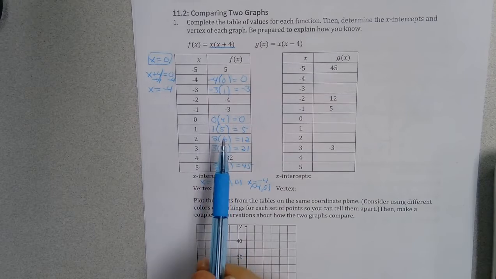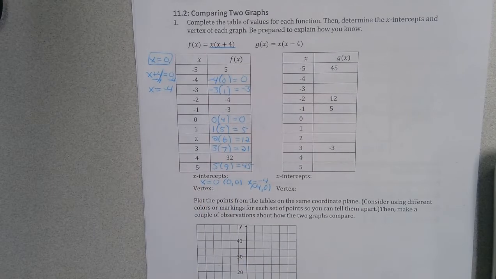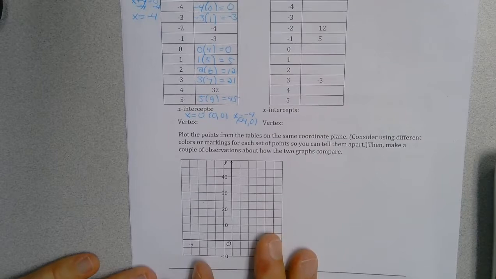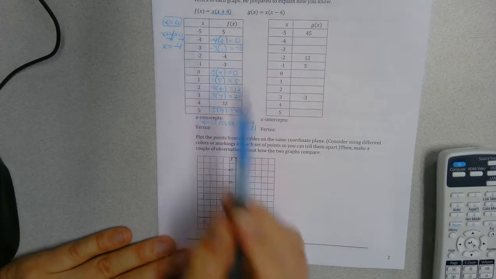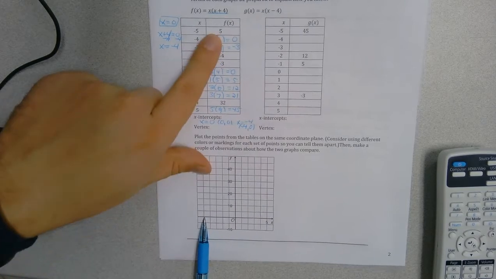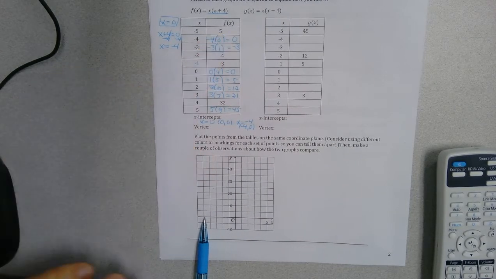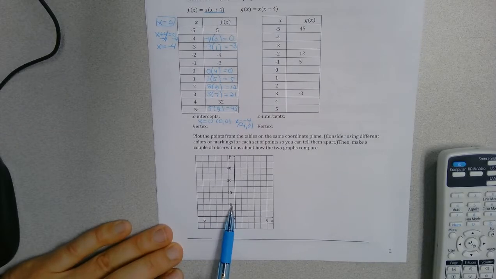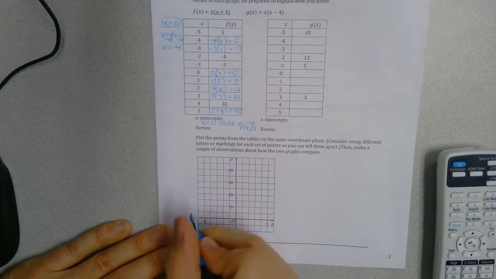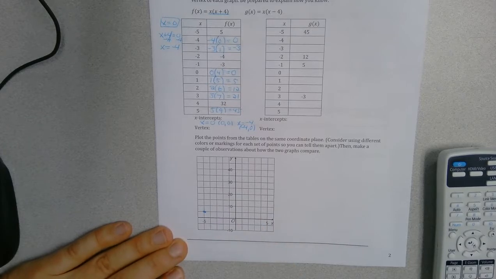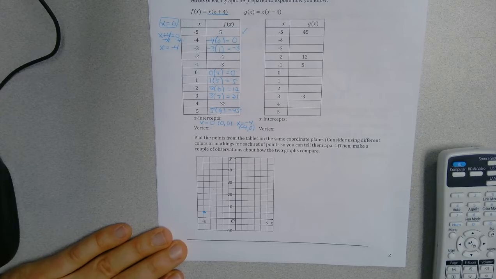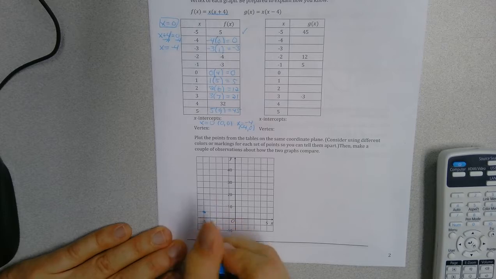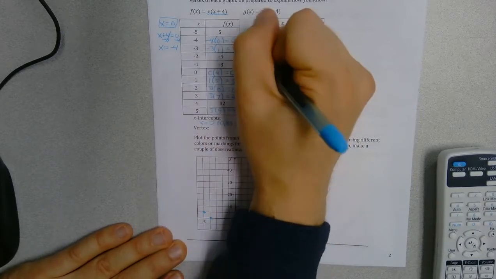The vertex we're actually going to look for on the graph. So we're going to graph these points. If x is negative 5, that's over here, I need to go up and have f of x be 5. So I go up to this value right here, and I put my dot. I'd like to put a little check mark along the lines that I've graphed. If x is negative 4, we go up to 0. So negative 4 and then 0 is right here.